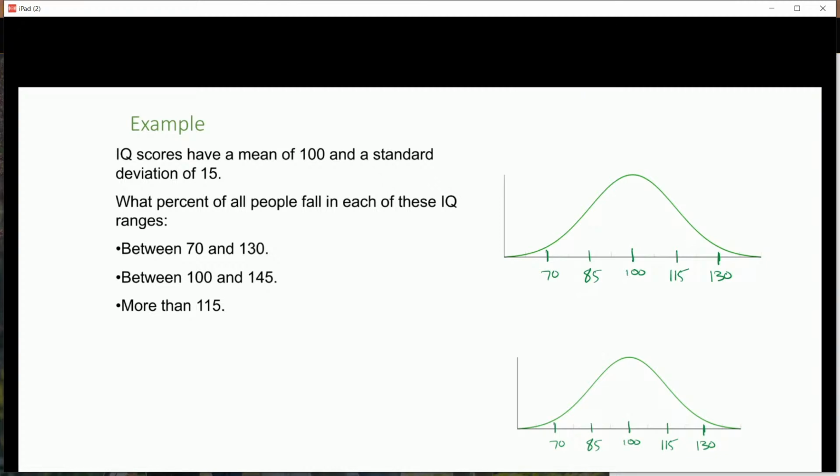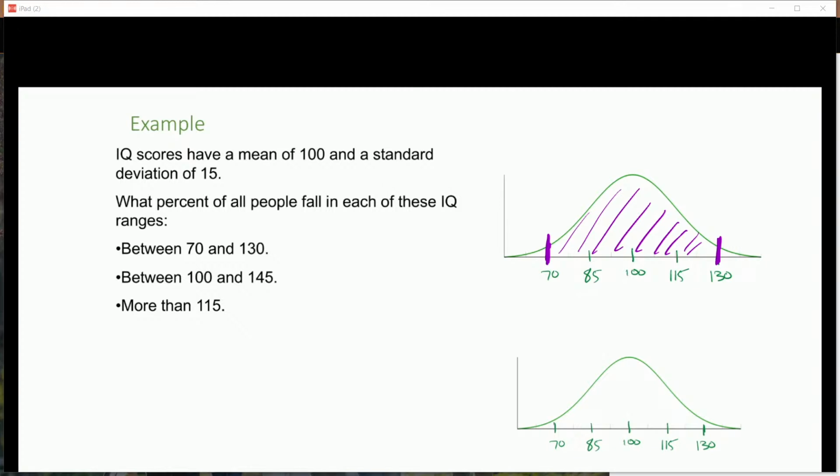Okay, so I want to know what percentage of everybody is between 70 and 130. Here's 70 right here. Here's 130 right there. And I want to know what percentage fall in that category. And you're going to use, at least for now, the empirical rule. I know you've done it before, but there's a reason why we're going to do it this way one more time, last time.